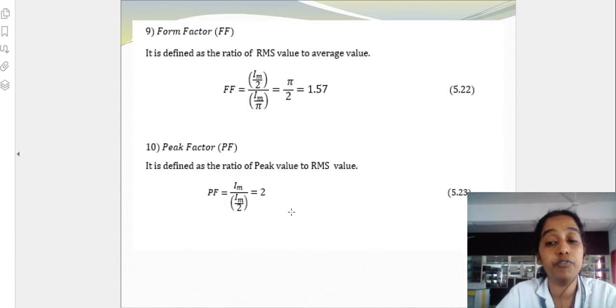We need to find the form factor. Form factor is the ratio of RMS value to the average value. That value comes to around 1.57. We need to find the peak factor. It is the ratio of peak value to RMS value. Peak value is Im and RMS value is Im by 2.